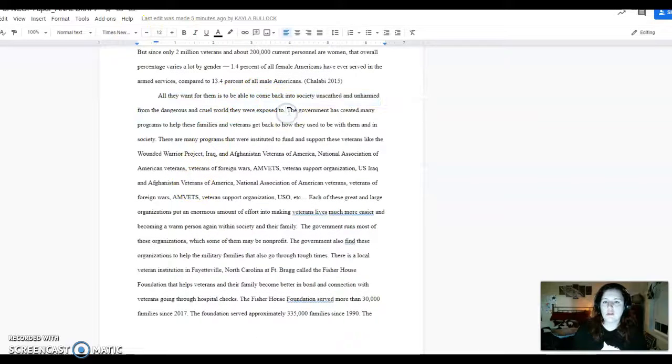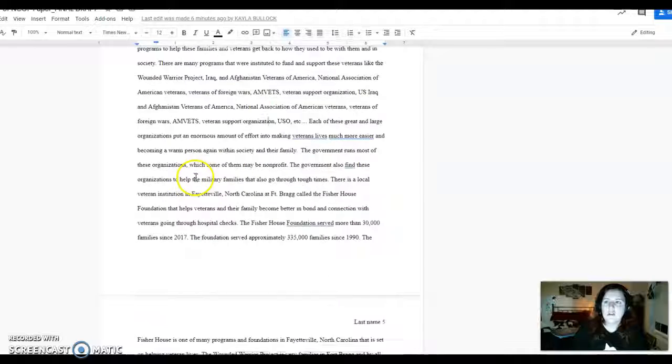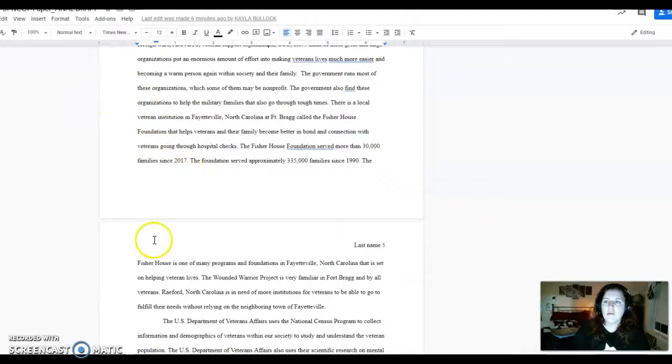Here we have an actual claim. The government has created many programs to help these families and veterans get back to how they used to be with them and society. It's a little bit wordy, but this is an actual claim. There are many programs that are instituted for blah, blah, blah. Okay, wow, lots of things here. So basically, guys, use this strategy to see where the claims lie in your papers, folks.